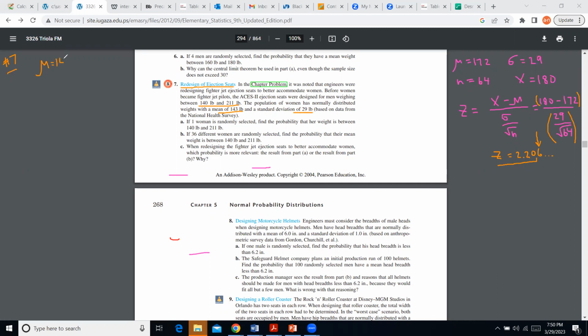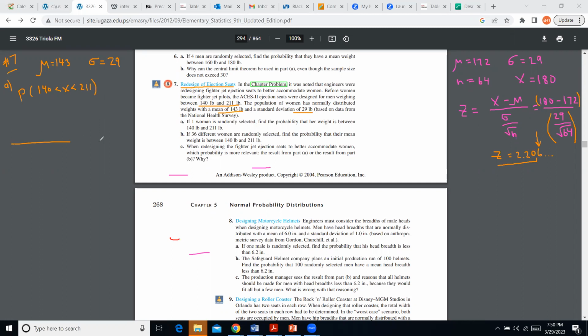And then I'm going to need to put this probability question in, right? So in part A they ask to find the chance that the woman selected will have a weight between 140 pounds and 211 pounds. So this is what we have for the question.